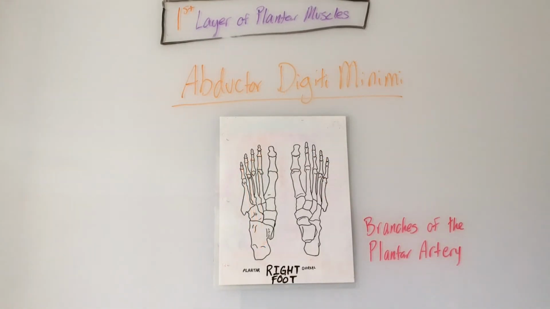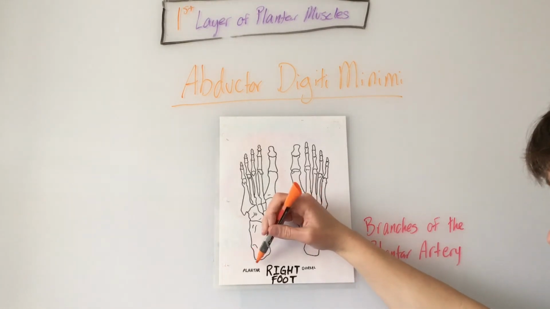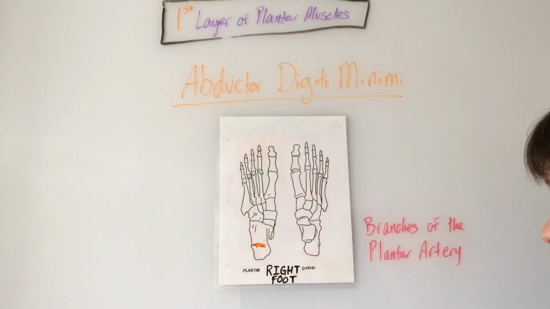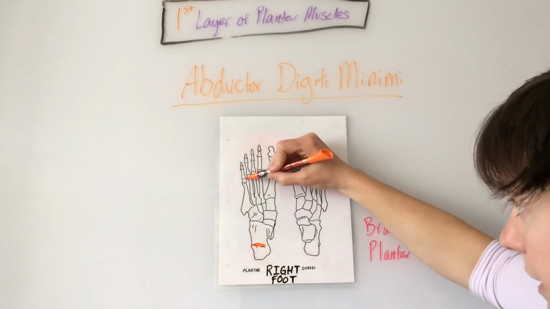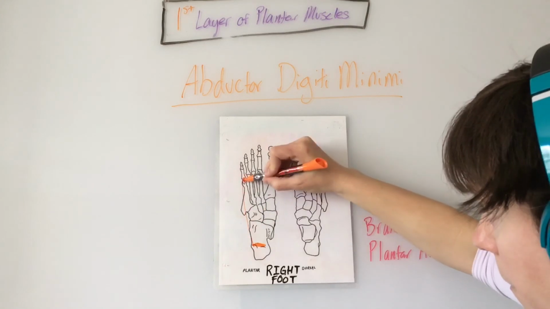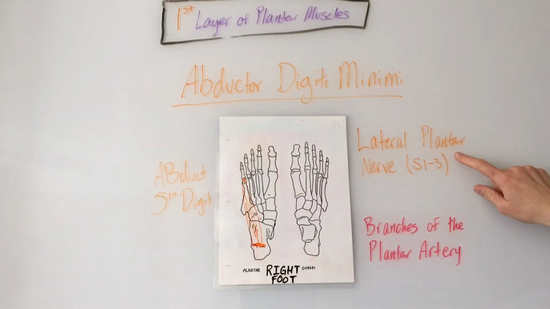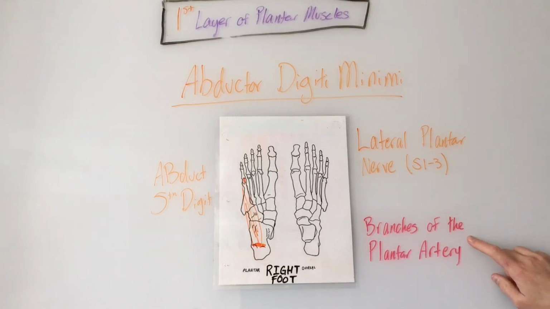The abductor digiti minimi originates on the calcaneal tuberosity along both the medial and lateral processes in the plantar aponeuroses. It inserts on the proximal phalanx of the fifth digit at its base. It's innervated by the lateral plantar nerve, S1 through 3. Blood supply branches of the plantar artery, and its action is to abduct the fifth digit, or your pinky toe.